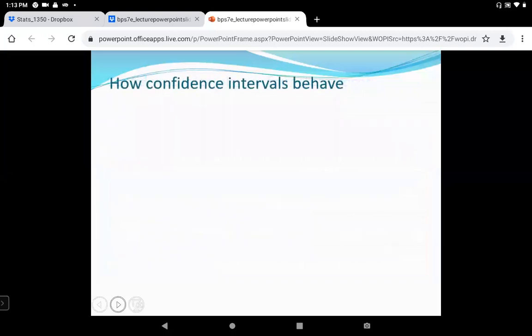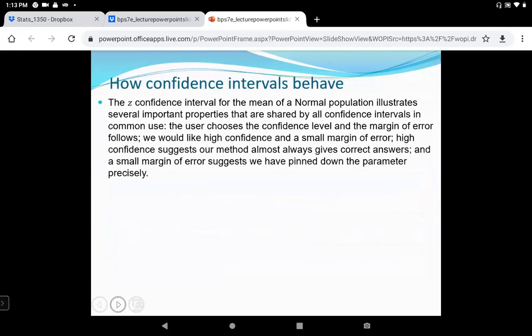How confidence intervals behave. The confidence interval for the mean of a normal population illustrates several important properties that are shared by all confidence intervals in common use. The user chooses the confidence level and the margin of error follows. We would like a high confidence and a small margin of error. High confidence suggests our method almost always gives correct answers, and a small margin of error suggests that we have pinned down the parameter precisely. How do we get a small margin of error?